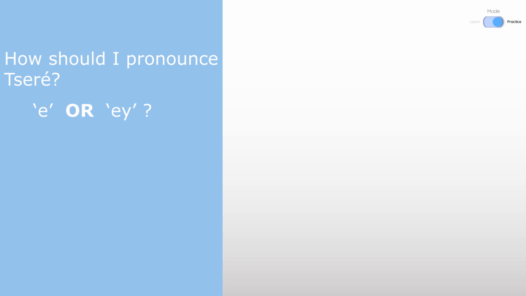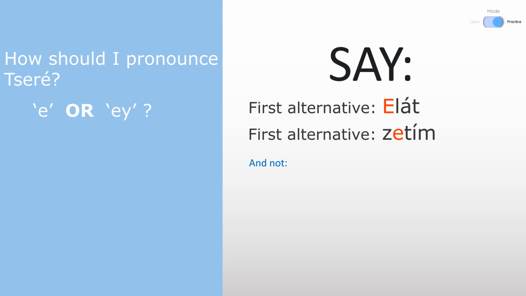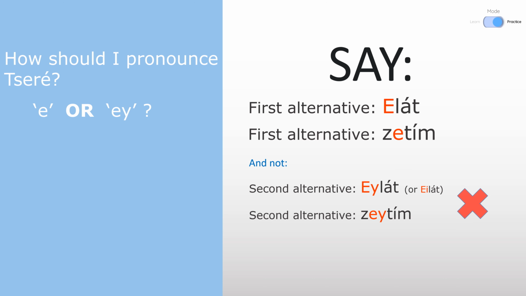Is there a correct modern Hebrew pronunciation? According to the Academy of the Hebrew Language, the first alternative is closer to the ancient pronunciation of tzere. We should say Elat, Zetim, and not Eilat, Zeitim.